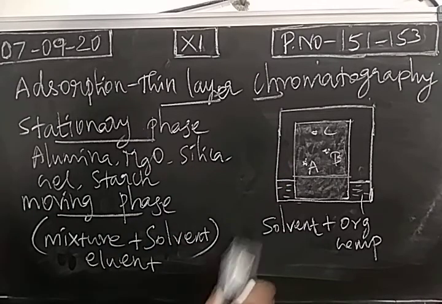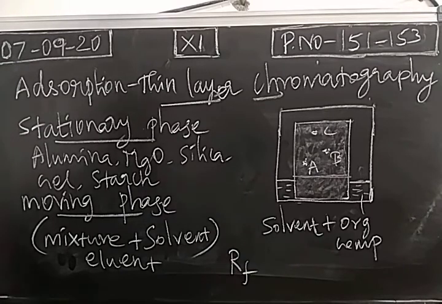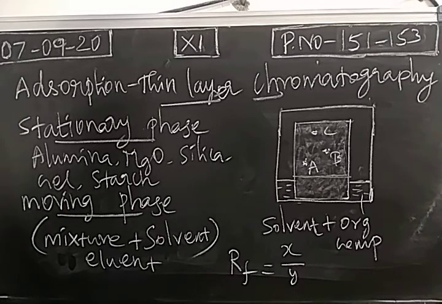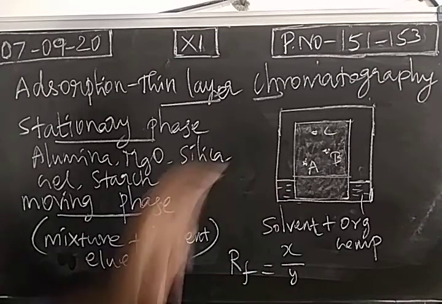Next, we will use a formula RF. So this is called a retention factor. Using this retention factor, we can identify the component. So the formula RF is X by Y. The retention factor is equal to X by Y. X means the distance the component traveled from the baseline.